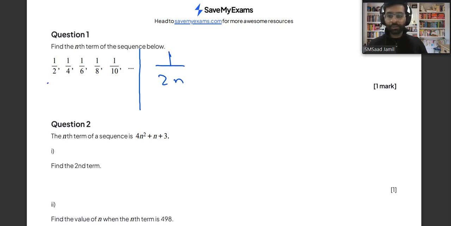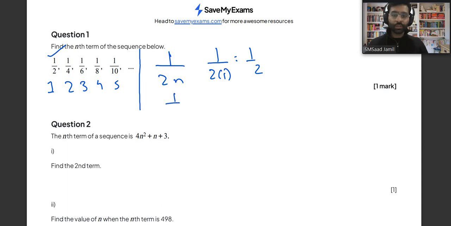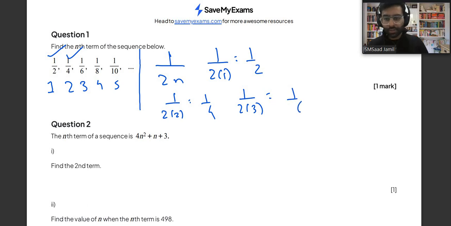For example, look, this is the first term, this is the second term, this is the third, fourth, fifth. So if I do 1 upon 2 multiplied by 1, the answer is 1 upon 2, which is the first term. If I do 1 upon 2 multiplied by 2, the answer is 1 upon 4, which is the second term. If I do 1 upon 2 multiplied by 3, the answer is 1 upon 6, which is the third term. So the answer is 1 upon 2n. Do you get it, guys?